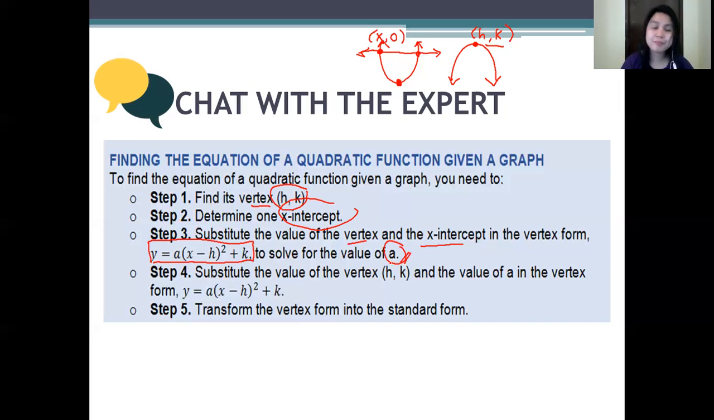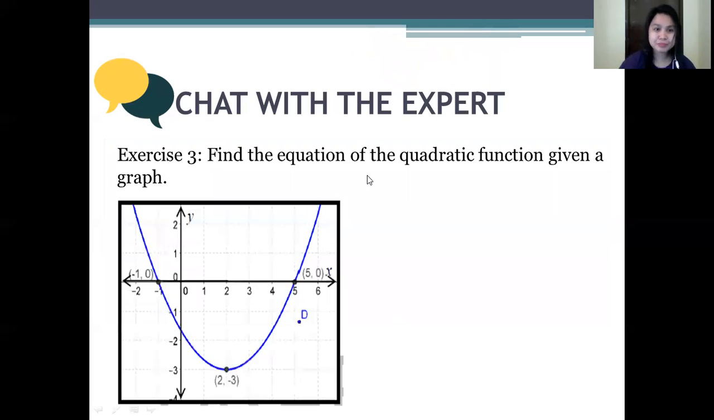Next, after finding the value of a, we will substitute again the value of our vertex h, k and the value of our a. Then we'll have it in this form again. In the last step, we convert or transform from the vertex form to the standard form. Shall we start? Let's have our first example.